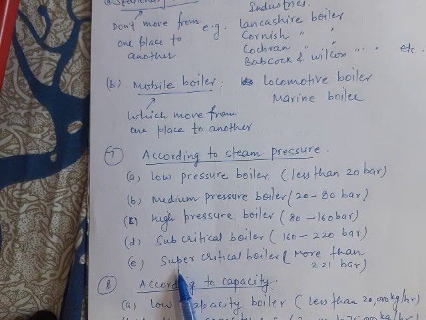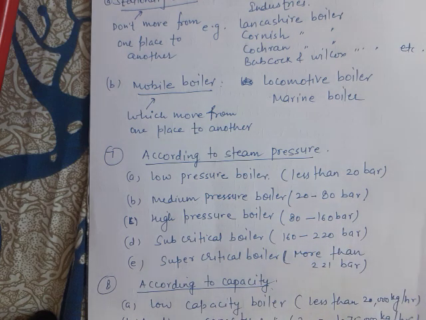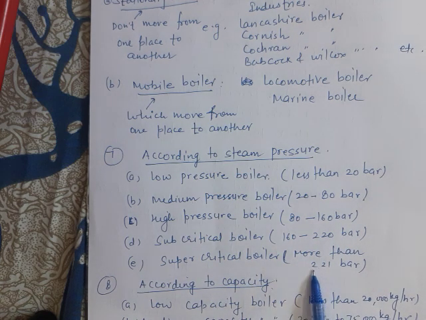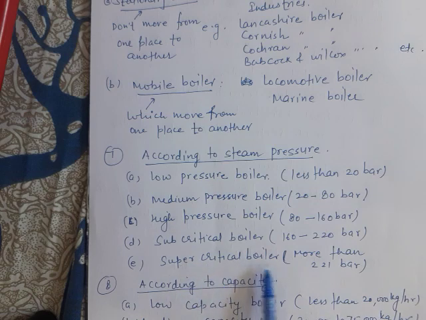And last category is the supercritical boiler. Supercritical boiler is a boiler that operates beyond 221 bar. Supercritical boilers are those wherein the production of steam takes place at a pressure higher than the critical pressure. This 221 bar is the critical pressure for water. So supercritical boilers are those boilers which operate above the critical pressure.